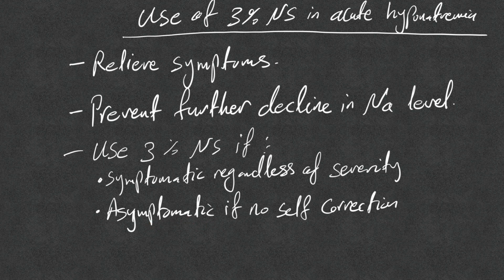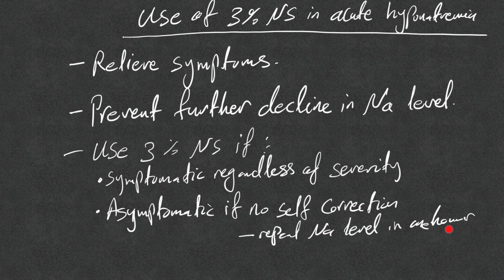Now, asymptomatic patient, also we use 3% normal saline if there is no self-correction. So what is this self-correction? Basically, a lot of patients automatically, when they come to the ER and the offending agent and the cause of acute hyponatremia is stopped, the sodium levels start to improve on their own. That's self-correction. So how do I tell if there is self-correction or not? Of course, some say monitor urine output, check specific gravity, etc., which is going to be confusing in real life practice. What you do, repeat sodium in 1 hour.